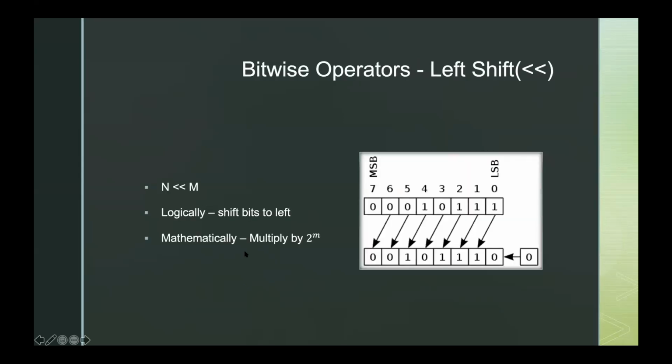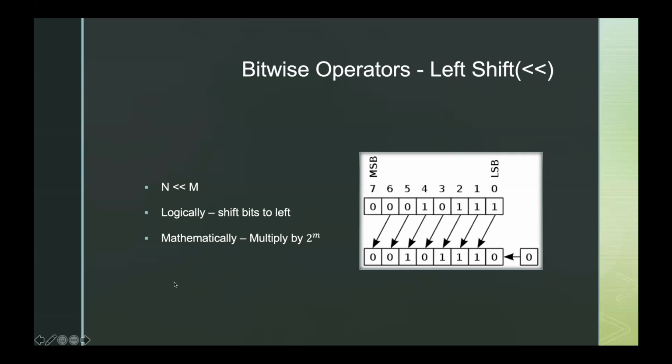So in this, what I mentioned was the left shift operator. What it tries to do is multiply that number n by 2 to the power m whenever we apply this left shift operator. So I can give you one more example of this.